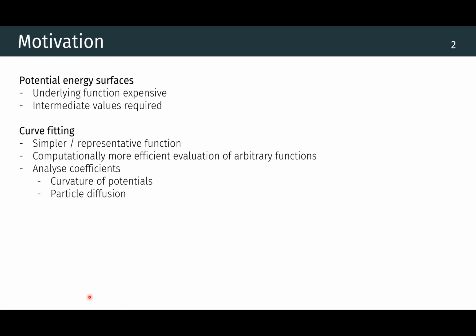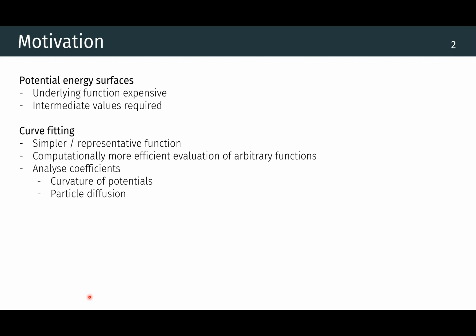So the idea is you have this potential energy surface, think of a bond stretch, and you just calculate this in a few points. But now you would like to know what's the intermediate value on one of those geometries. So that's one example, and we're going to look into some numerical details for that later on.